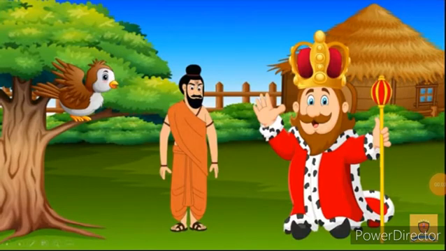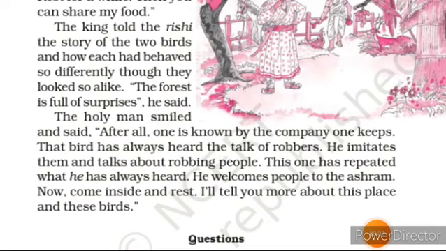On seeing the king in the ashram, the rishi greeted the king and requested him to come inside the ashram and be at ease. He also offered to share his food. The king told the rishi the story of the two birds and how each had behaved so differently, though they looked so alike.